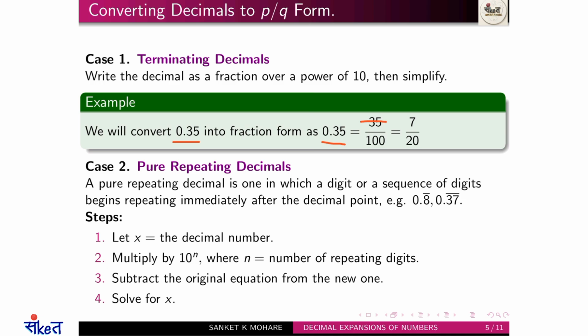Now if we simplify this, 5 sevens are 35, 5 twos are 10, remaining 0, 5 zeros are 0. So the final answer is 7 by 20. So 0.35 we have expressed in the form of p by q, where p is 7 and q is 20. So 7 by 20 is the required rational number for the decimal number 0.35.